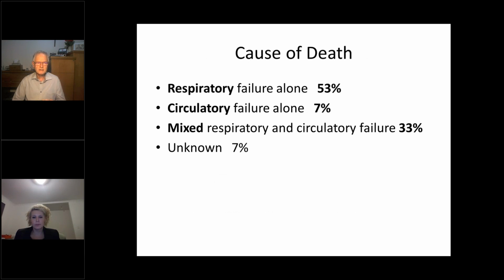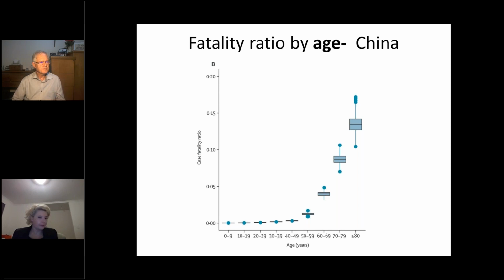If you look at how people are dying, respiratory failure alone, about half, mixed respiratory and circulatory failure, about a third. Circulatory failure alone is a small proportion, as is the uncertain or unknown group. So that's the way that they die. You can see respiratory failure stands out there as a significant threat. If you look at the risk factors for dying, if you look at the fatality ratio by age in China, and this data has been borne out in other sites as well, this graph shows quite clearly the danger that age poses to your risk of fatality if you do get severe COVID.